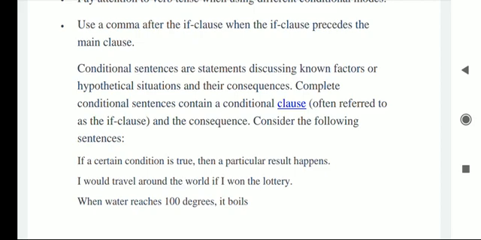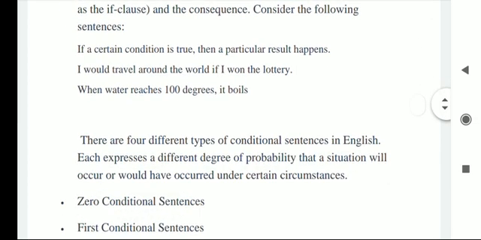I would travel around the world if I won the lottery. When water reaches 100 degrees, it boils. There are four different types of conditional sentences in English. Each expresses a different degree of probability that a situation will occur or would have occurred under certain circumstances.